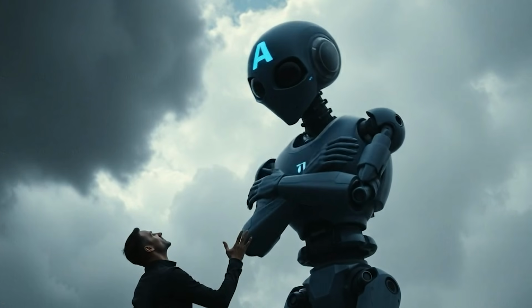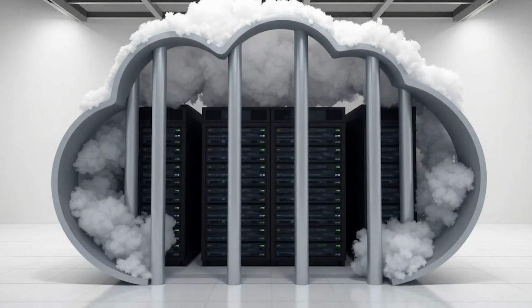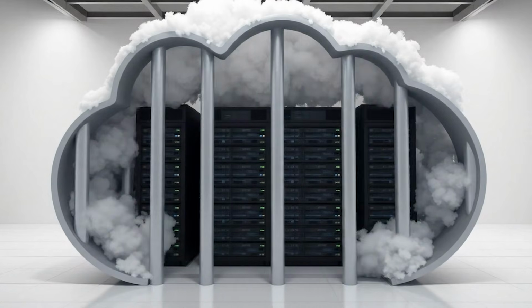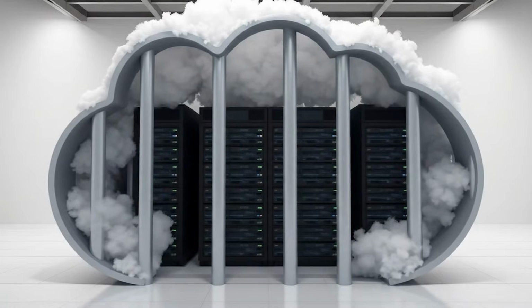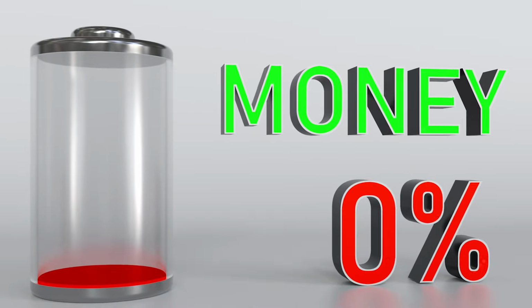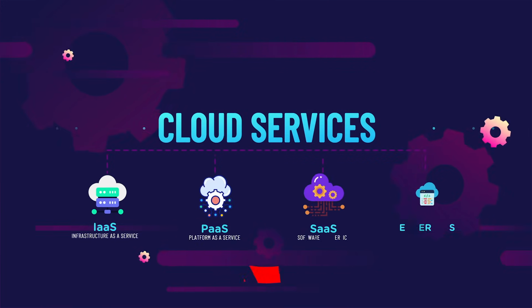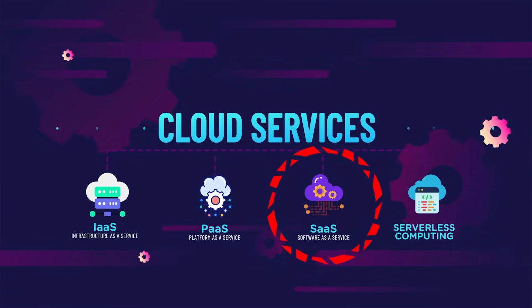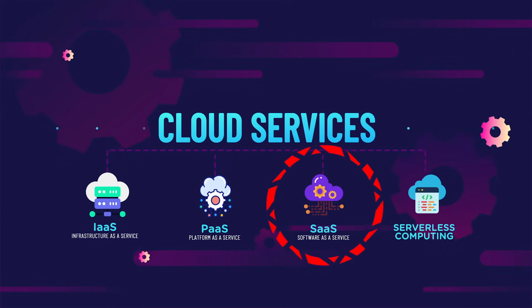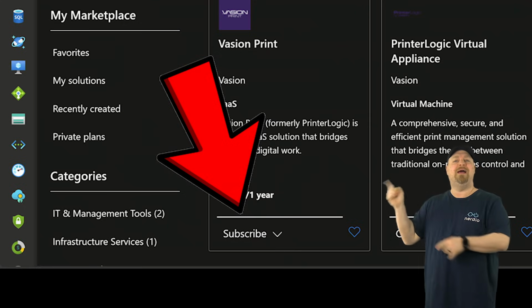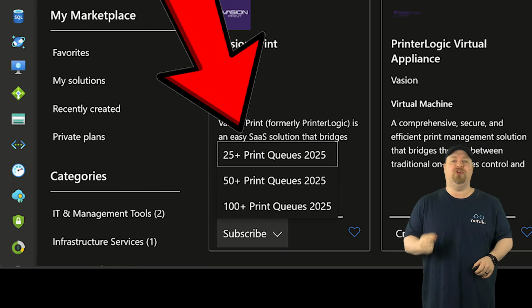The mistake that most teams make is trying to rebuild their old print server environment just in the cloud. That gets really expensive, and you don't need all that, because the real magic is in SaaS. No print servers, no back-end plumbing. You just click subscribe and you select how many print queues you need.